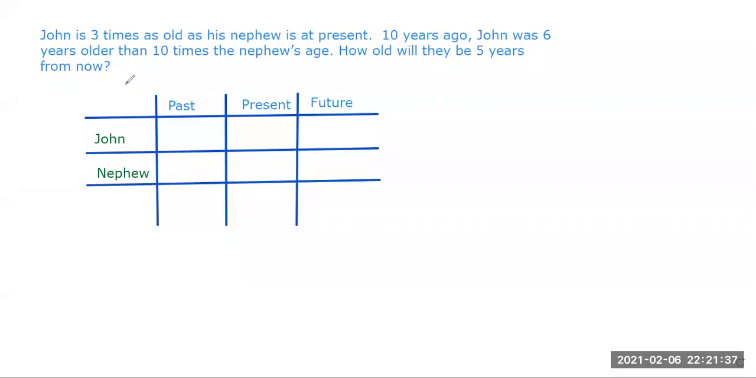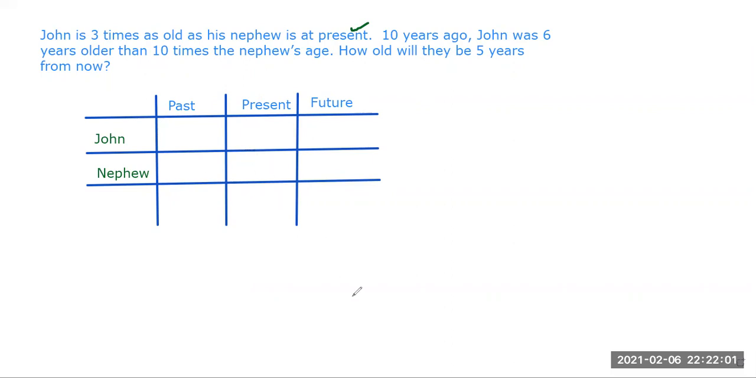So looking at an age problem, John is 3 times as old as his nephew is at present. So of course we have present in terms of time. Let's set up this first part. John is 3 times as old as his nephew is at present. John is 3 times as old.